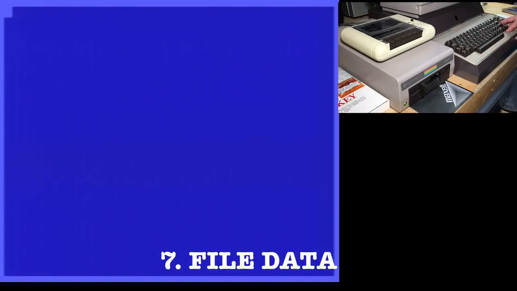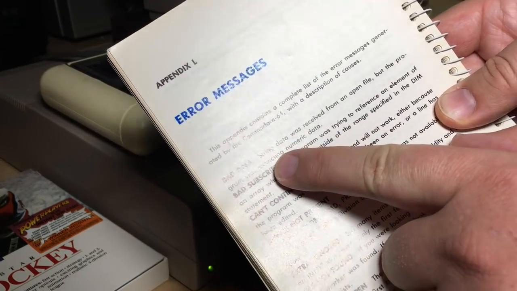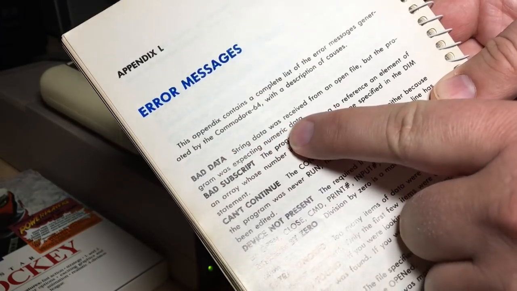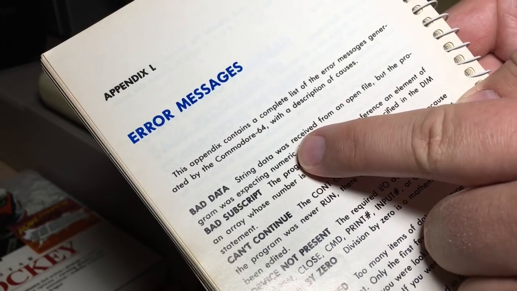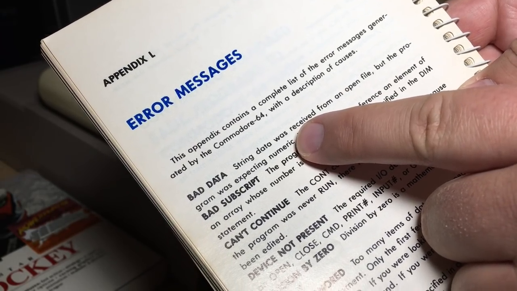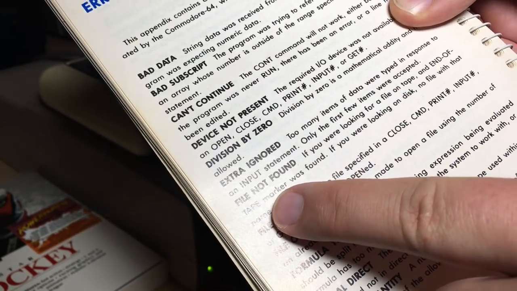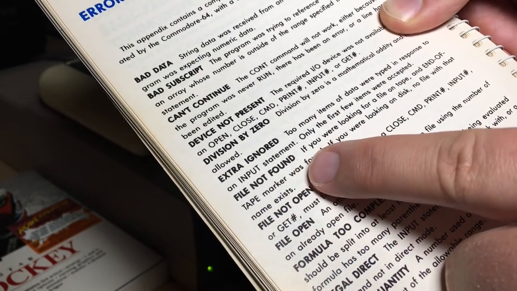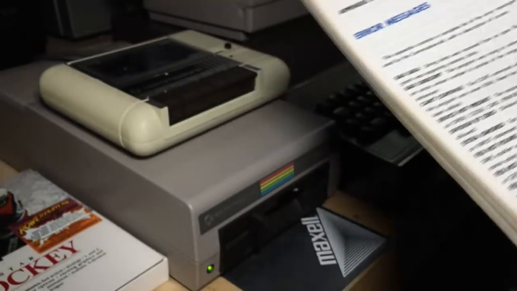Moving on, the file data error. Okay, now this one's kind of a funny one. Okay, I didn't mention earlier that this first error listed here says bad data. Okay, and as far as I can tell, that actually isn't an error in the Commodore 64. However, there is an error called file data, which is missing here from this list. File not found there. It's alphabetical. File data isn't here. I'll show you how to get the file data error. I believe that's what was meant by bad data.